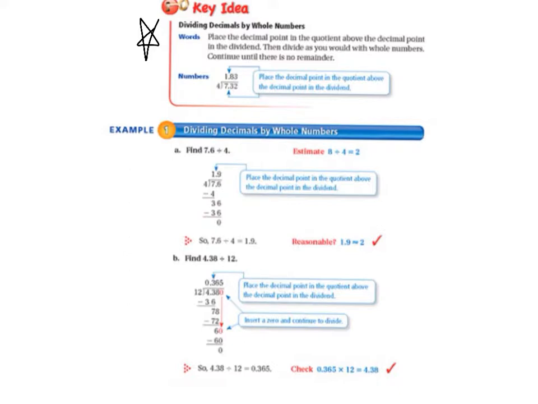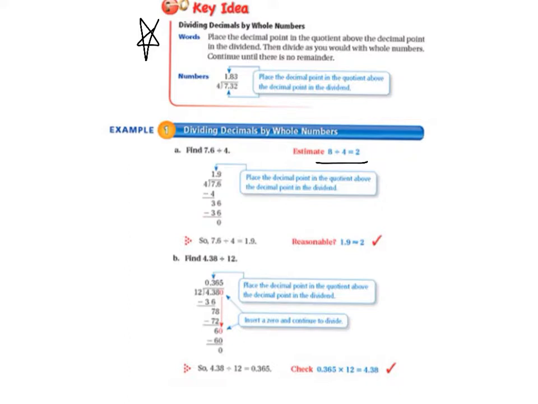Now let's take a look at example 1, dividing decimals by whole numbers. Letter A. We're going to find 7.6 divided by 4. We estimate 8 divided by 4 equals 2. So the very first thing we do when we're solving the problem is we put the decimal point in the quotient above the decimal point in the dividend. So that means you put it on the house, right where it belongs. And then we go ahead and we start dividing.